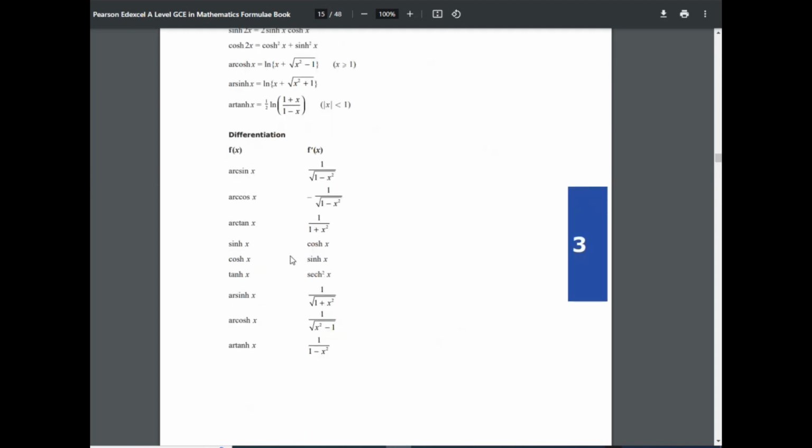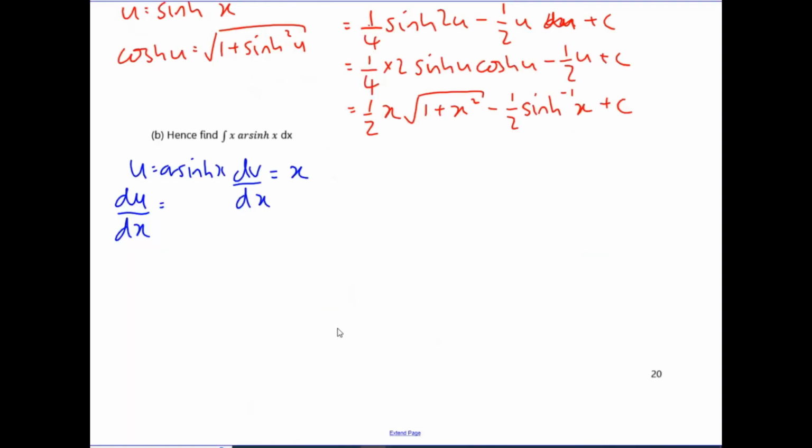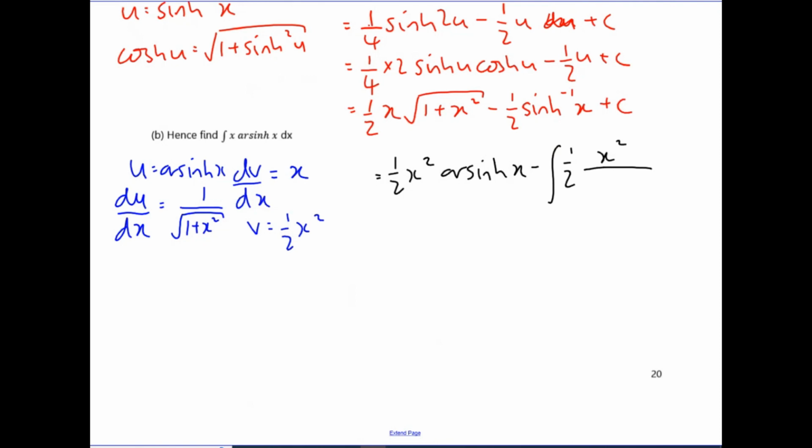Differentiate arsinh. Differentiating arsinh is 1 over root 1 plus x squared. Integrating x gives half x squared. Stick this into the formula. So you get u times v, so half x squared arsinh x minus the integral of v times du by dx, which is a half x squared over root 1 plus x squared.